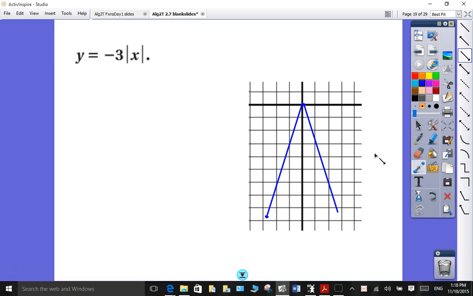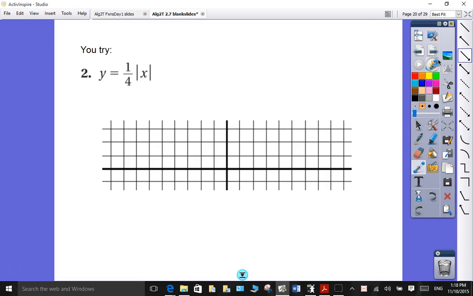Okay, the next one is for you, I'm sure. Graph 1/4 times the absolute value of x. It should have been a slope of positive 1/4 on the right, negative 1/4 on the left. The vertex wasn't shifted. No adding, subtracting, anything like that.